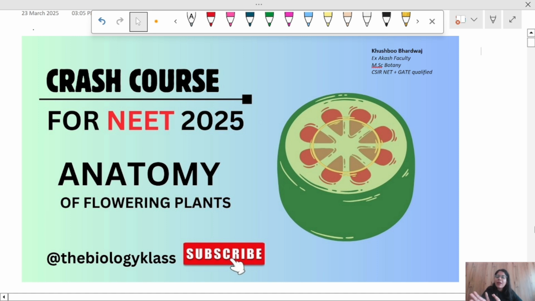So in the previous chapter, morphology of flowering plants, what have you learned? You have learned the external appearance of plants, how a plant is going to be visible from outside, right? In this chapter particularly we are going to learn that if we cut that particular plant, what structures are going to be visible to us inside that plant. That is the content of the chapter.